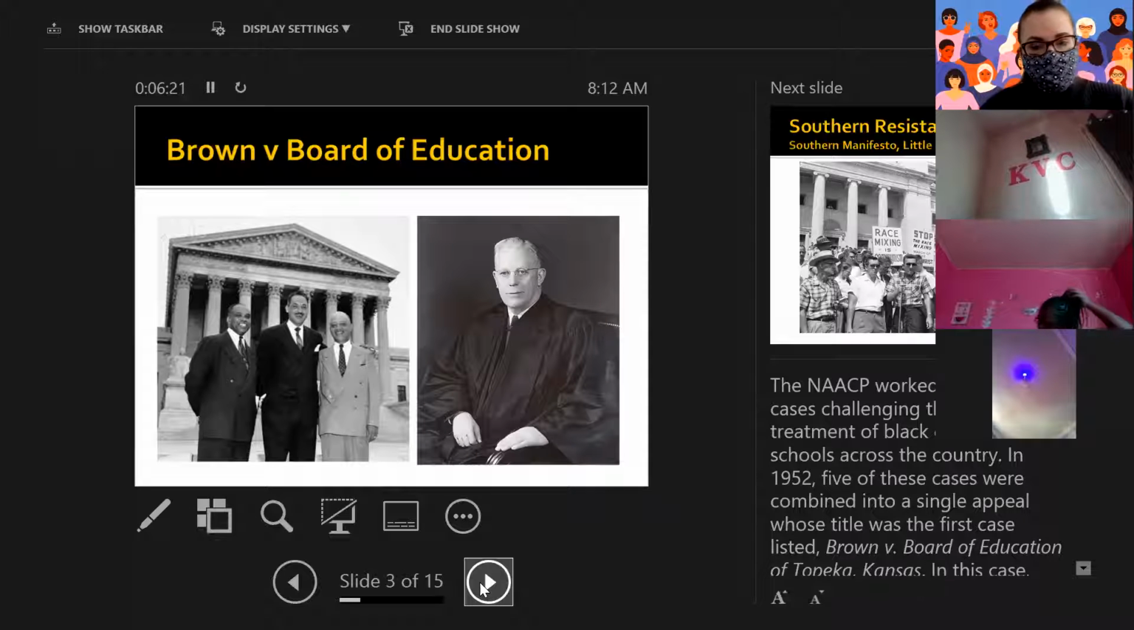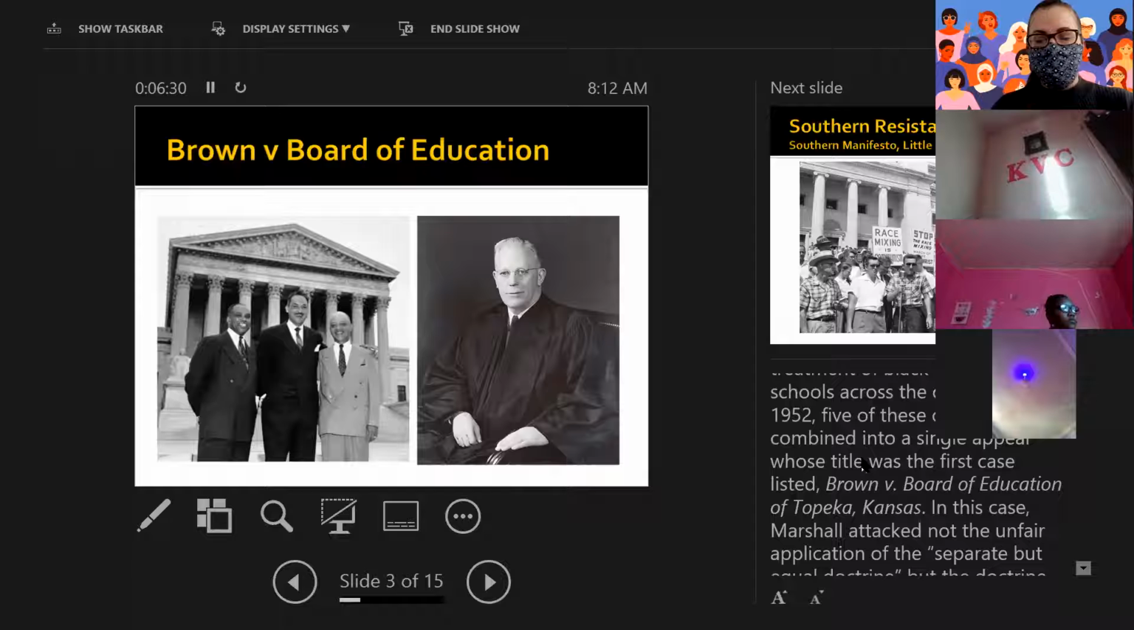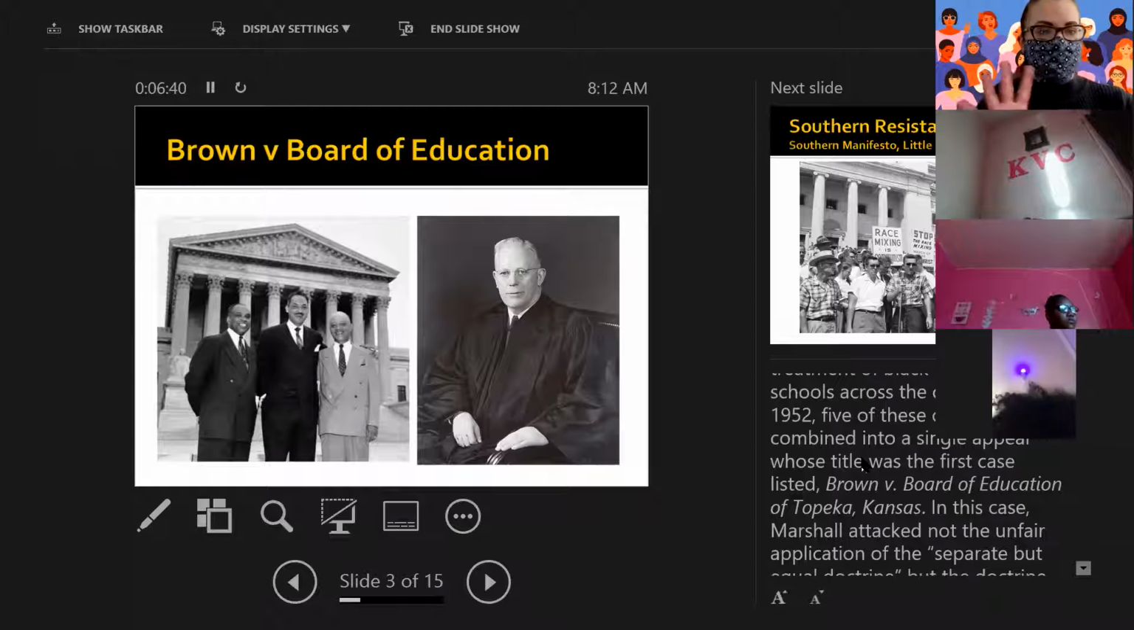5 cases regarding racial segregation in schools were brought to the Supreme Court under the name Brown versus Board of Education. So again, these 5 cases get combined into one under this label.